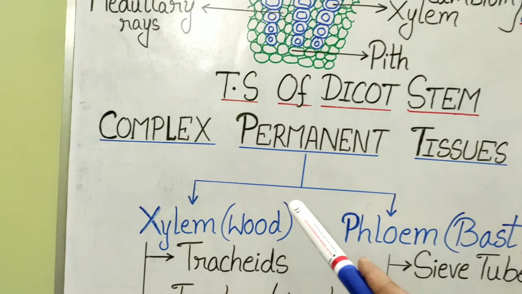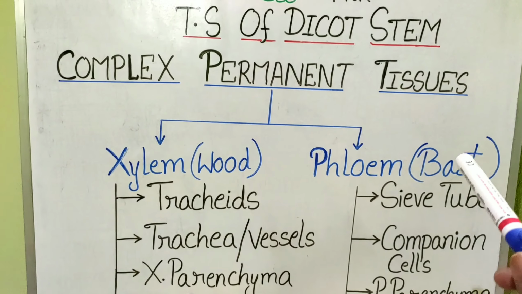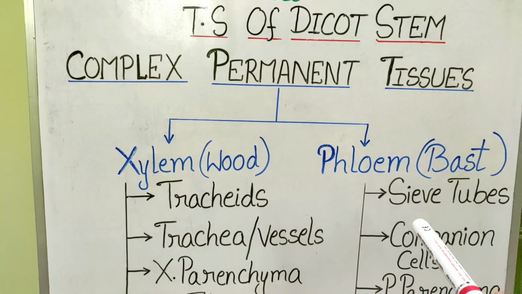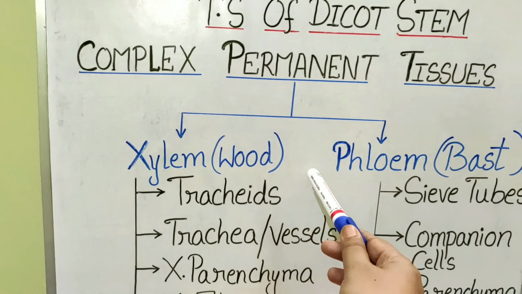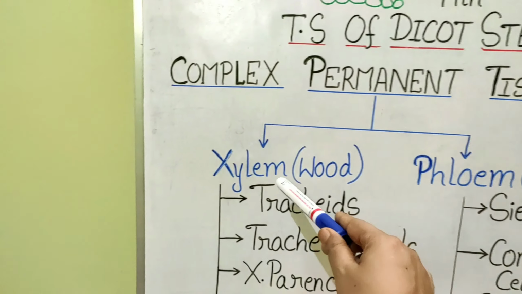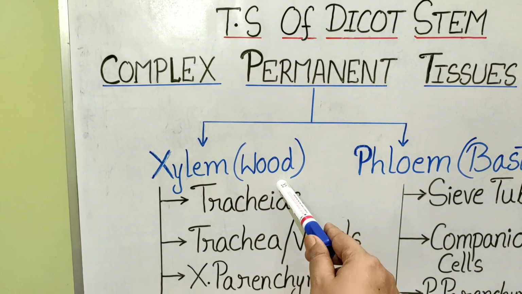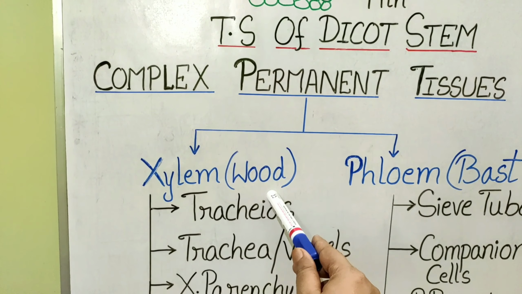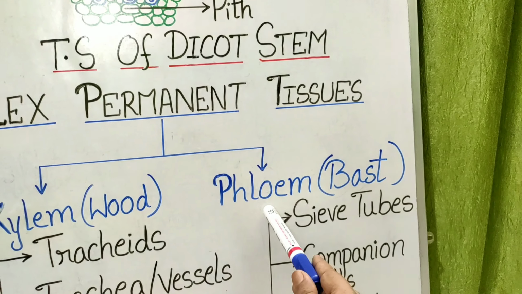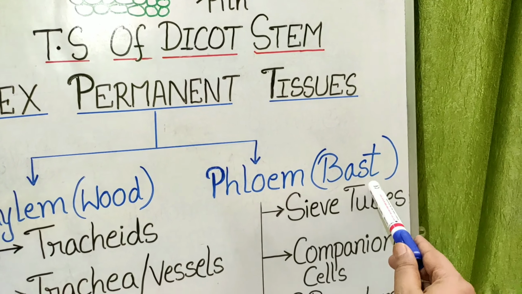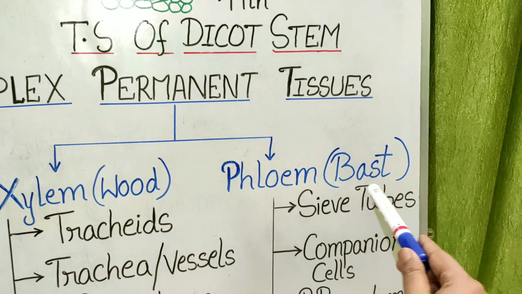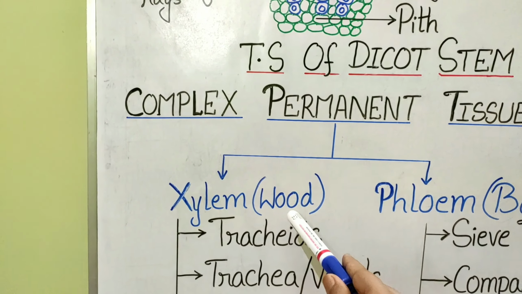So the complex permanent tissues together are known as your vascular bundle, which comprises the xylem, cambium and the phloem. Okay, the xylem's other name is wood. Sometimes in examination it can come, what is the other name of xylem? Then you have to write wood. Similarly, the phloem's other name is bast, B-A-S-T. So this is the other name of phloem, and this is the other name of xylem.